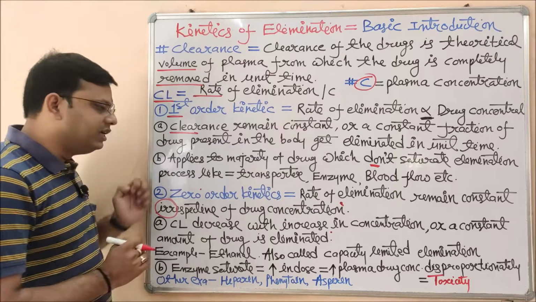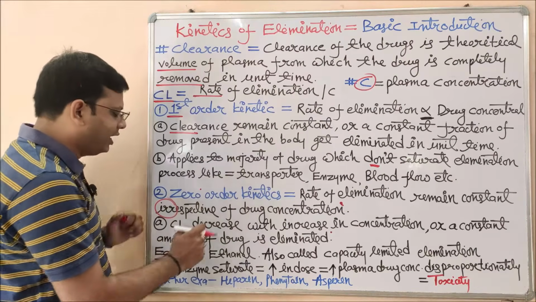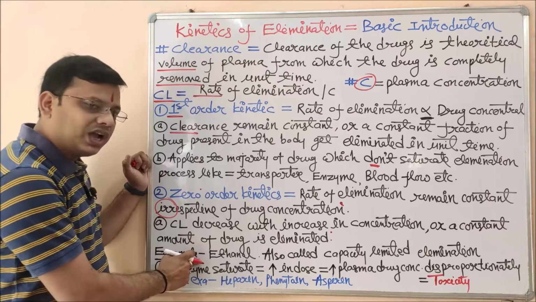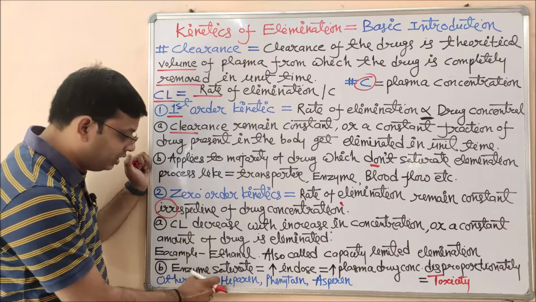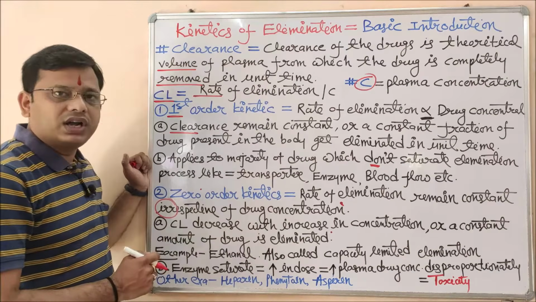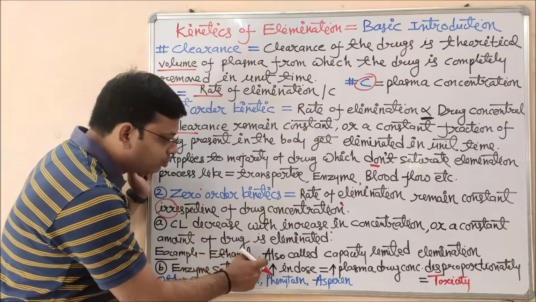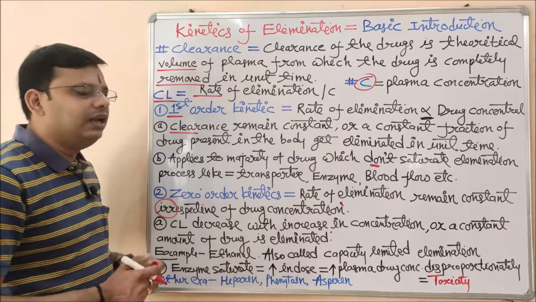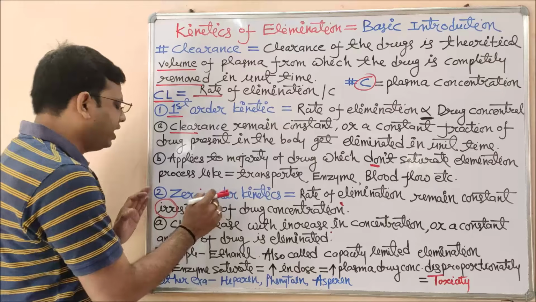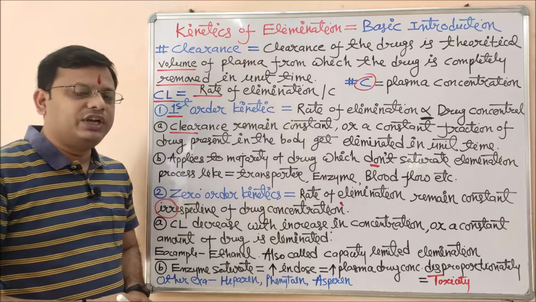Now let me give you a few examples related to this. Examples of those drugs which follow zero order kinetic are alcohol. Along with alcohol, there are a few more examples like heparin, phenytoin, aspirin. So these 3 to 4 drugs follow zero order kinetic. So what is another point? Also called capacity limited elimination. That means zero order kinetic is also called capacity related elimination.